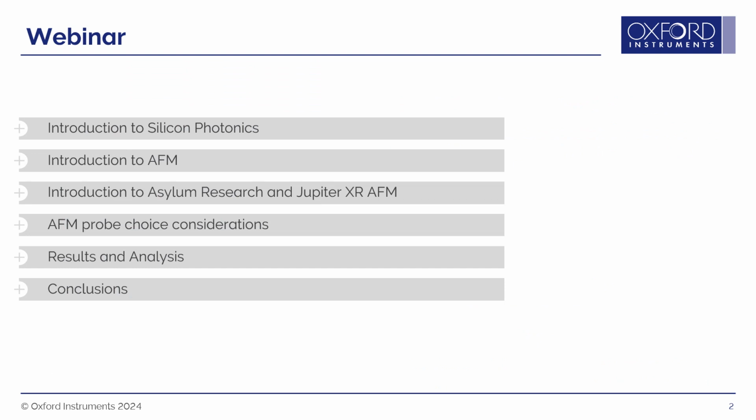Hi everyone, I'm Ben Oler. Welcome to the webinar. First, a quick outline of what to expect in today's presentation. I'll start with a brief overview of silicon photonics and what motivates the types of measurements that we'll be discussing. For those of you who aren't very familiar with AFM, I'll introduce AFM and the capabilities and advantages that it offers. Then I'll talk a bit about Asylum Research and the Jupiter XR, which is our AFM that's best suited to these types of measurements.